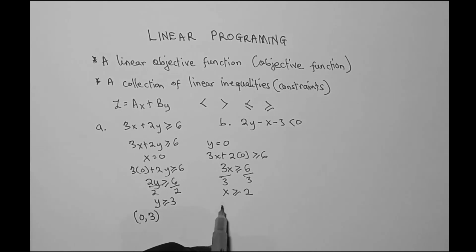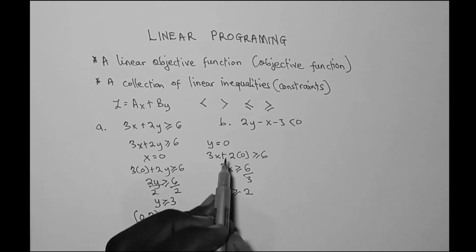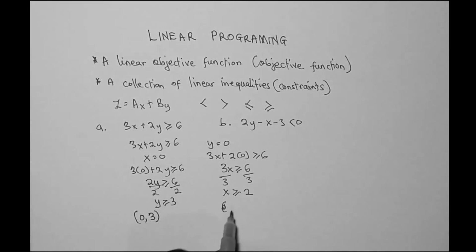So we found the x component. Let's find the y. So we have the point 2 and 0. You see that the y-intercept is 0, 3, and the x-intercept is 2, 0. Having found these two, we can then draw the straight line between these two points and find the feasible area. So let's sketch it on a graph and then find the feasible area.